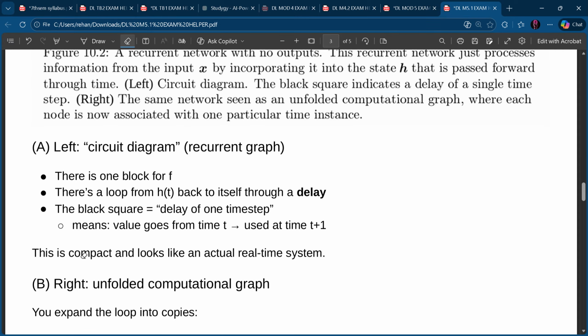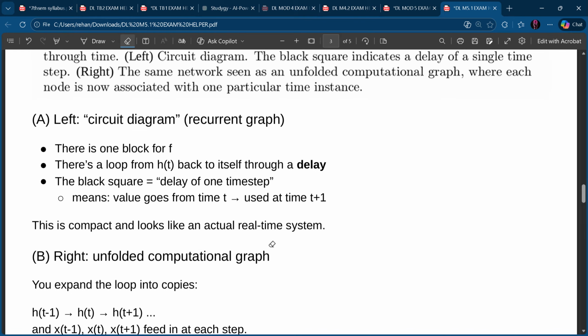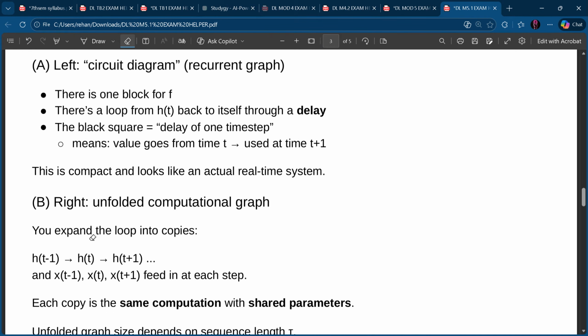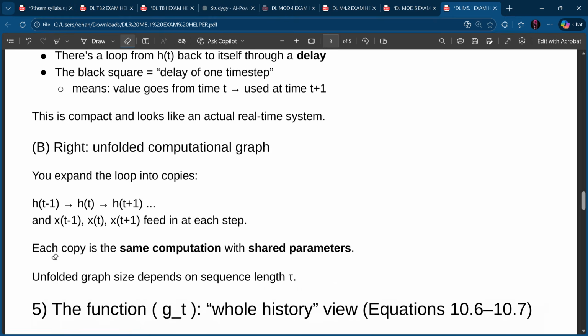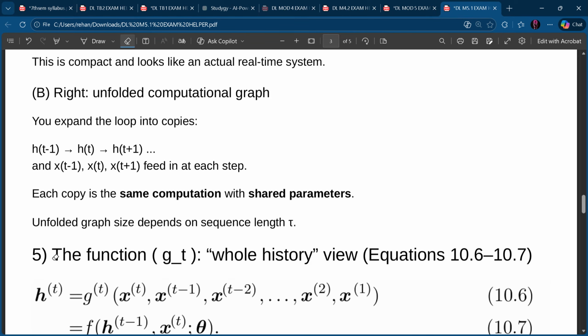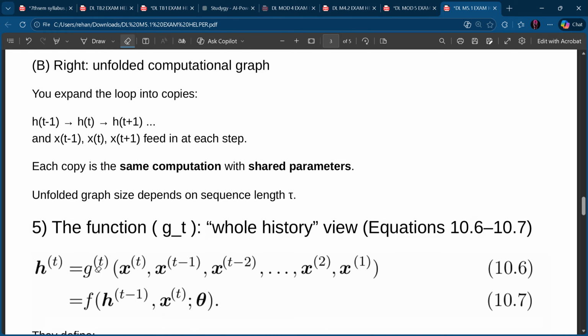This is compact and looks like an actual real-time system. Why real-time? Because the same delay is used and the same thing is reused for the next step, repeating in a loop. So you expand the loop into copies. h t minus 1 goes to h t, then goes to t plus 1. Same as x t minus 1 to t plus 1, so you're just adding one inside the bracket. Each copy is the same computation with shared parameters. What are the shared parameters? Theta and f. The same computation, the same f everywhere, and the same theta everywhere.